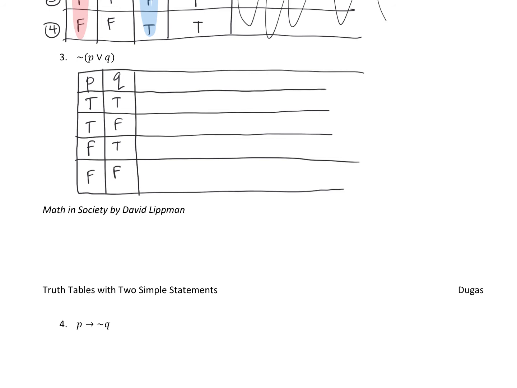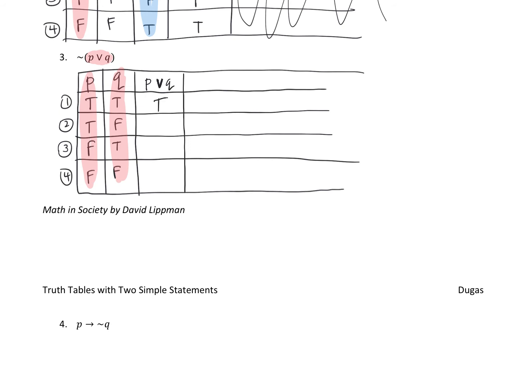The first thing we look at is in parentheses. So we start in parentheses. In parentheses, I have P or Q. Well, I have both of those already. I have P and I have Q. So in the parentheses, I'm ready to go ahead and write that disjunction P or Q and find the truth value of that. The disjunction is true if at least one is true. So the first row would be true.